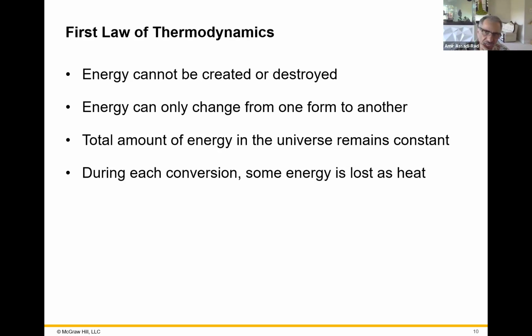In the whole entire universe, the total amount of energy is constant. Energy is not created, energy is not destroyed. I know it's hard for you to comprehend, it is hard for me too, but that's what the scientists say. Okay, during each conversion, some energy is lost as heat.